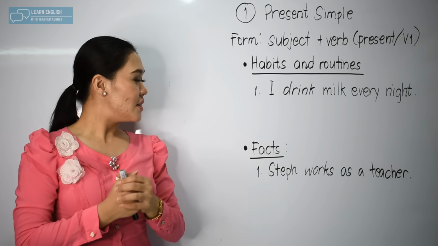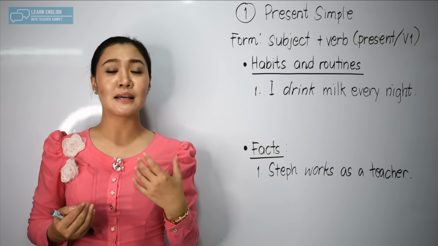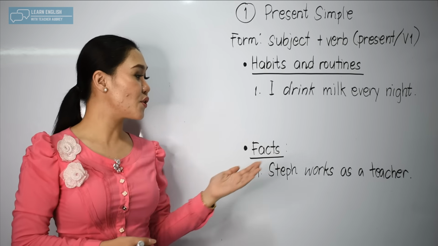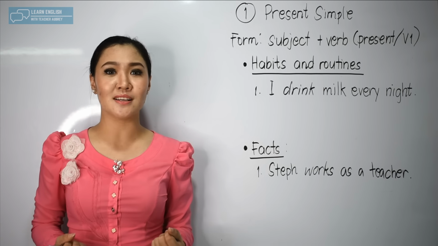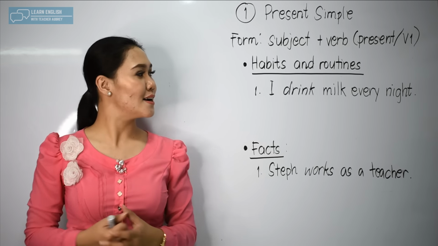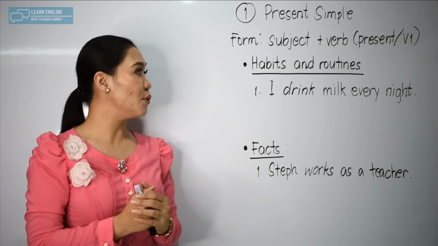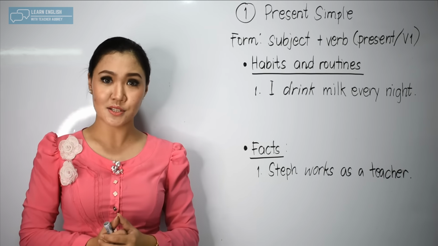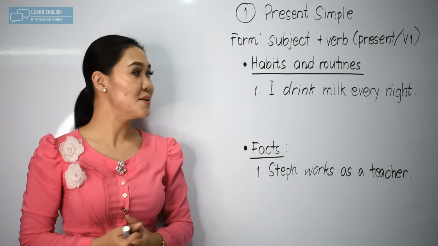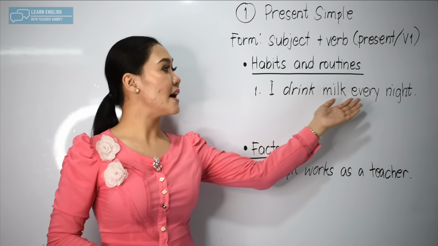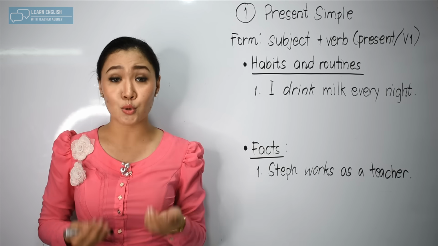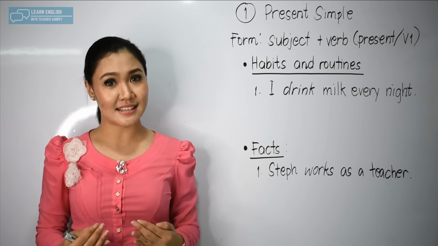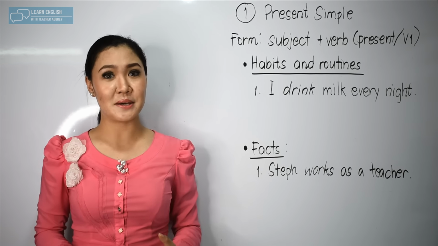Okay? The second one na laging ginagamitan ng present simple is for the facts. Pag sinabing facts, yung mga impormasyon na totoo or facts. Let's have example for habits and routines. Let us read. Repeat after me. I drink milk every night. Umiinom ako ng gatas tuwing gabi.